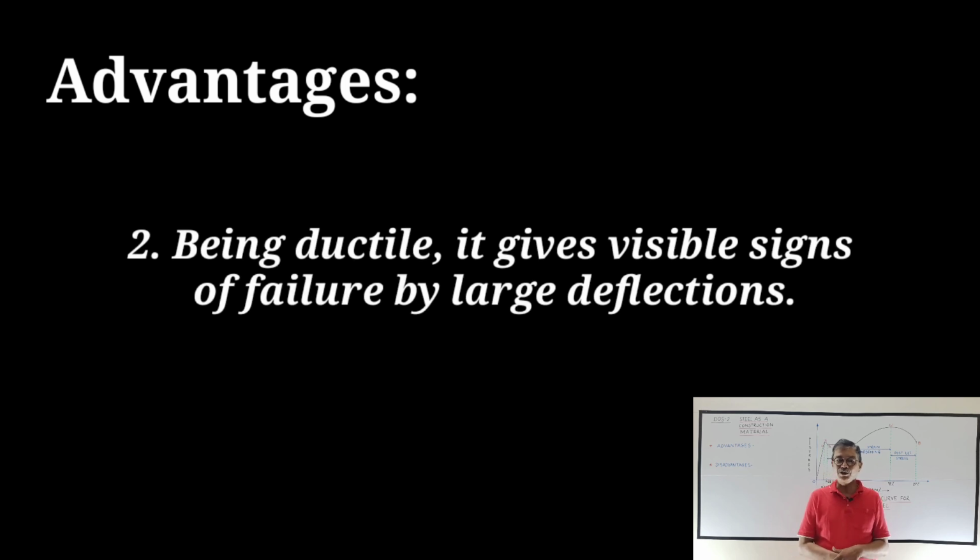Number 2, being ductile, it gives visible signs of failure by large deflection. We know it is ductile in nature, due to which, even if the load is excessive, it will show large deflection which gives us an intimation of failure.